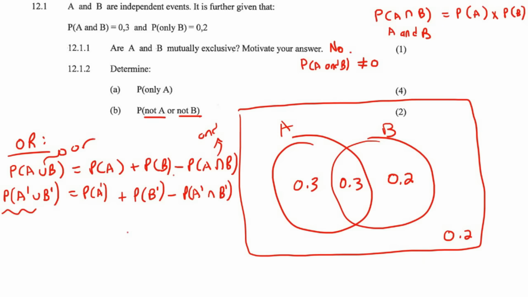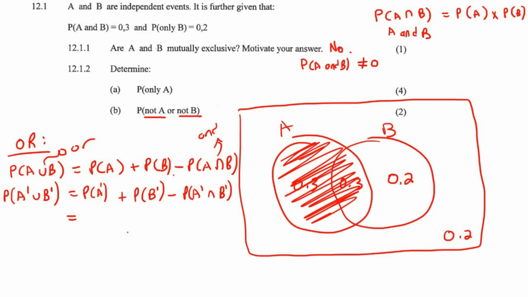Right, and this is what we're trying to solve. So, we need to see not A. So, not A, so if you look on your Venn diagram, where's not A? Well, it's everything besides A. So, not A would be 0.2 and 0.2, so that's 0.4.